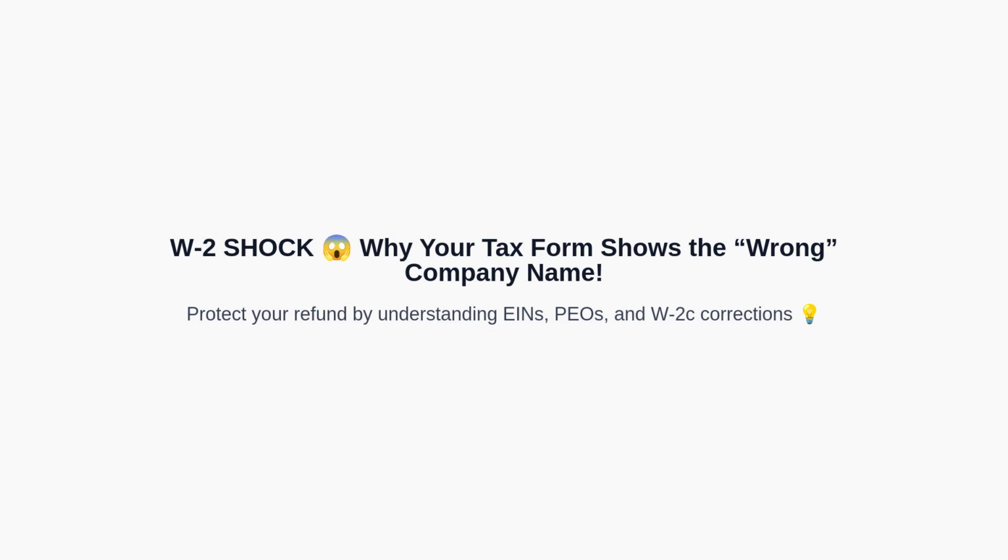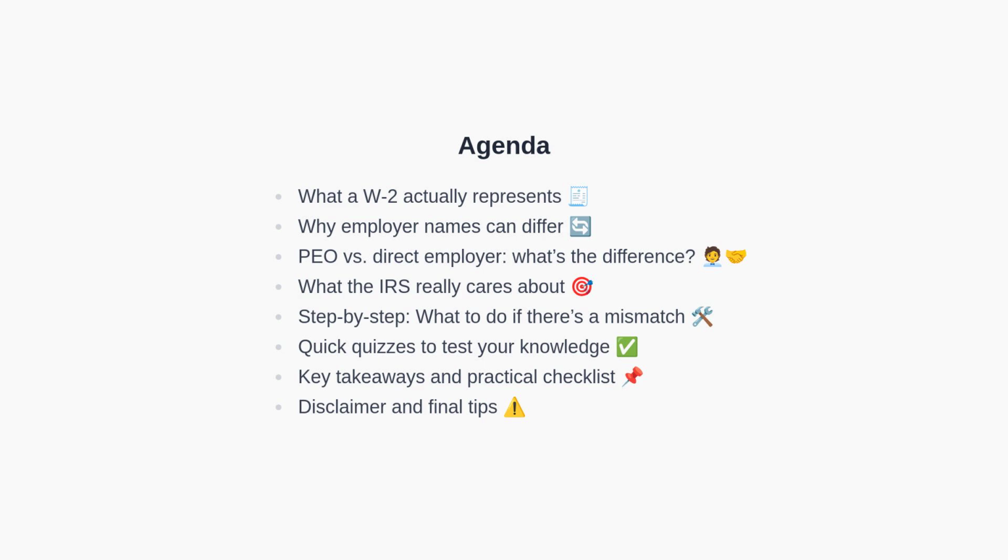Now, let's begin. Next, here is our agenda. We will start with W-2 basics, move into name mismatch reasons, compare PEOs versus direct employers, clarify what the IRS prioritizes, walk through a step-by-step action plan, and then reinforce learning with quizzes. Finally, we will summarize key points and provide an important disclaimer.